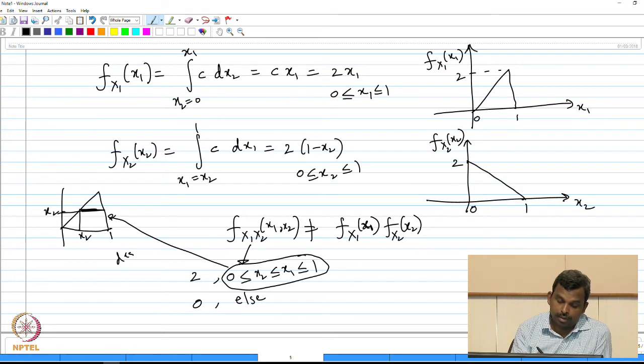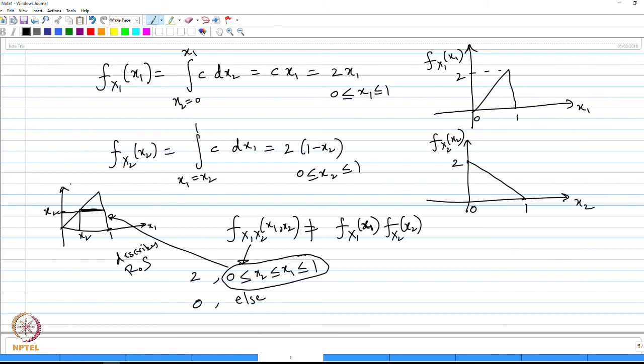It describes this region of support. This triangular region of support is described by 0 less than or equal to x2 less than or equal to x1 less than or equal to 1. For a particular x1, x2 takes values from 0 to x1. Think about why this is true. So in x1, x2, this is true. Hopefully this is clear to you.